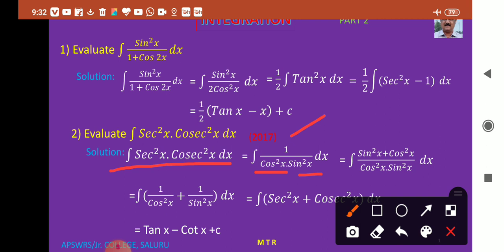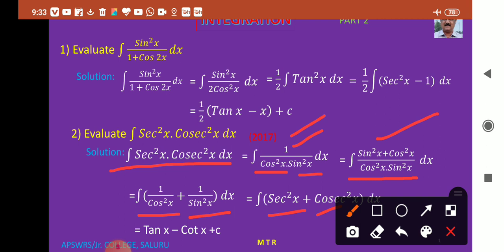This is equal to, you write this 1 as sin square x plus cos square x. The formula of sin square x plus cos square x is 1. Write the cos square x sin square x as it is. Split into two fractions. Integral here, from the first part sin square cancel, 1 by cos square x. Second part cos square cancel, 1 by sin square x. So this is equal to 1 by cos square is again secant square x. 1 by sin square x is cosecant square x. So integral secant square x plus cosecant square x.